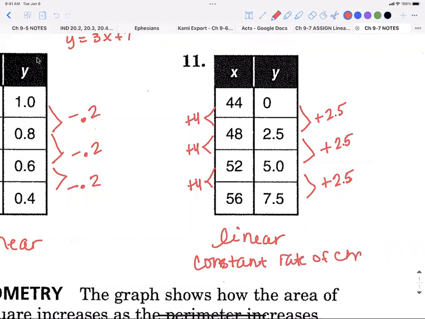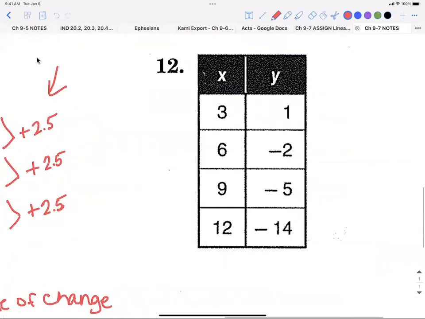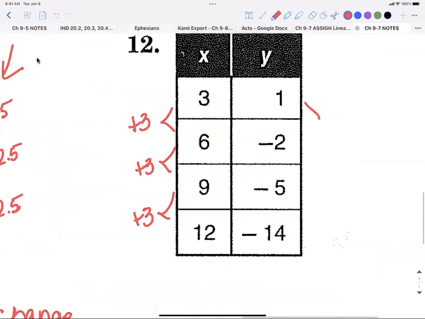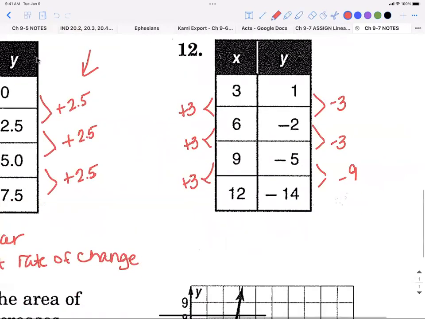Now, the key says you have to actually write those words out. I don't care about that as long as you have this right here that shows me you know why you picked linear, because your rate of change was the same. Okay. And then on number 12, let's check our change in y. We go up 3, up 3, up 3. We're good there, right? Yeah. So 1 down to -2 is a -3 move. Down 3 more, we're still doing good. But then what happens? It goes no. We lost our constant rate of change. So this one would be nonlinear.